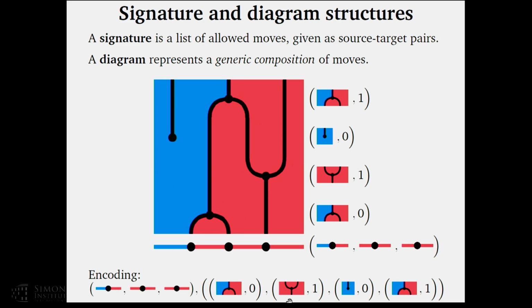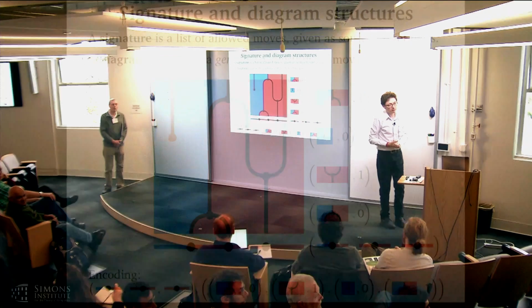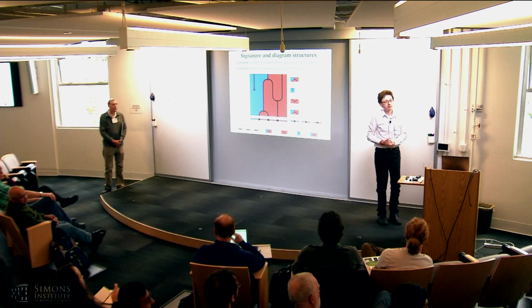When you introduce a new cell, can both the source and the target be arbitrary composites? Yes.